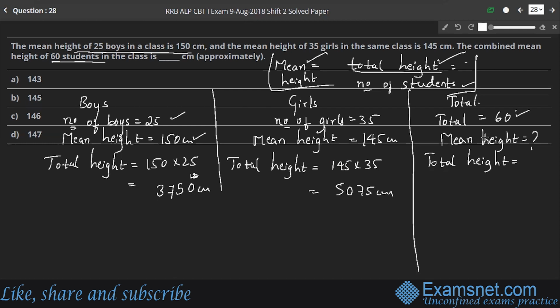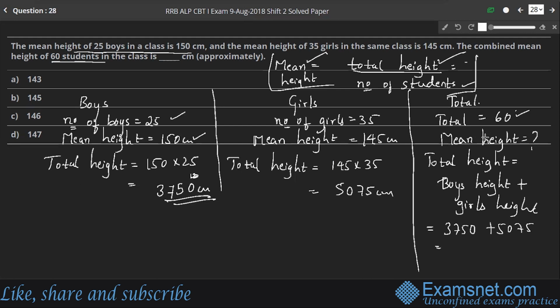Therefore, the total height of the whole class is equal to the total height of boys plus the total height of girls, which is equal to 3,750 plus 5,075. So you will get 8,825 centimeter as the total height of the whole class.